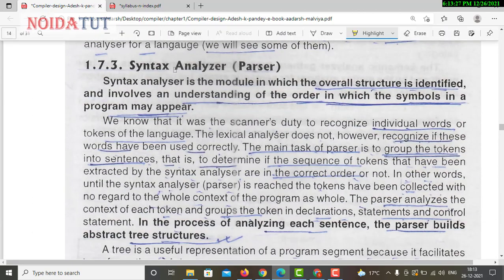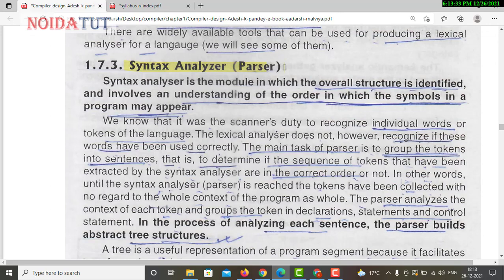We have the syntax analyzer. What is the syntax analyzer? In this, we get the overall structure of the program, that means it is drawing the tree. What is a tree? The tree shows the flow of the program, that means how the program is going to run. What are the operators? What are the numbers?